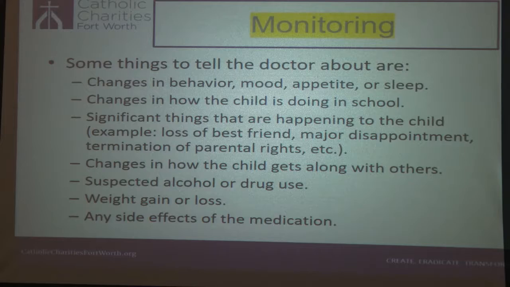Some things to tell the doctor about are changes in behavior, mood, appetite, or sleep. And again, you're documenting these so that you can present that to the physician. Changes in how the child is doing in school. Significant things that are happening to the child, for example, a loss of a best friend or a major disappointment, termination of parental rights. This could cause some upset in them. Changes in how the child gets along with others. Suspected alcohol or drug use, weight gain or loss, or any side effects of the medication. These are some things to tell the doctor.